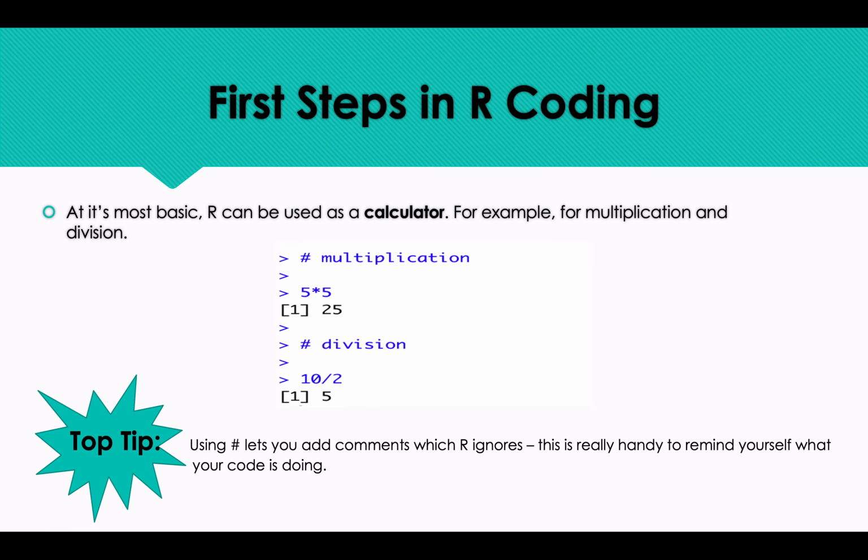One tip for starting with R is that when writing your own code in the text editor pane, if you use the hashtag symbol, it lets you write comments, which means that R will not run that line of code. This is useful to annotate your code and remind yourself what you are doing, especially if you're likely to refer back to the code in the future.